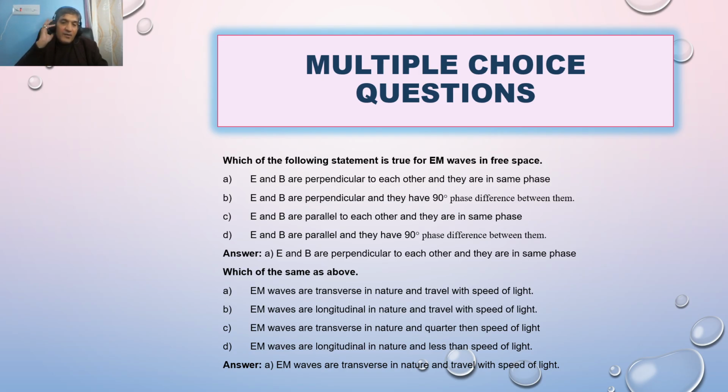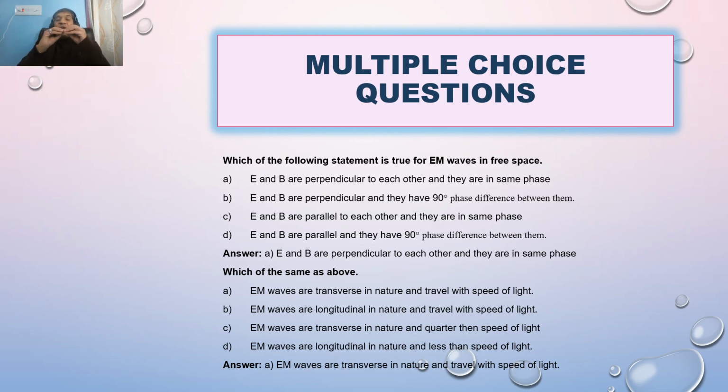Basically, we have electromagnetic waves are transverse in nature, electromagnetic waves are longitudinal in nature, they travel with the speed of light. The question is which of the following statements is true for an electromagnetic wave in free space? Again, we have an electromagnetic wave in free space. So electromagnetic waves are transverse in nature and travel with the speed of light.